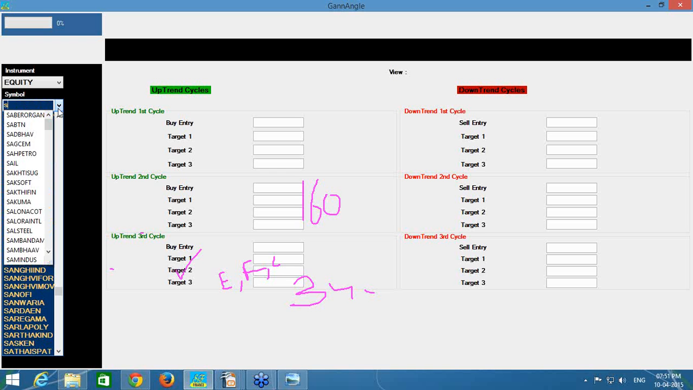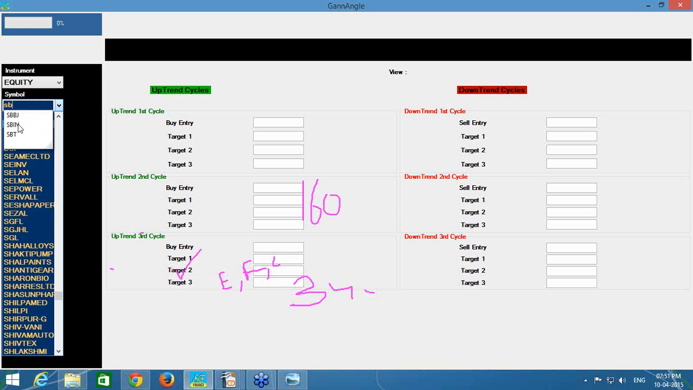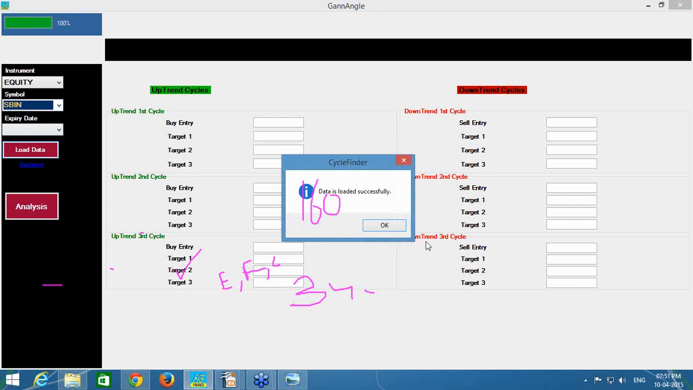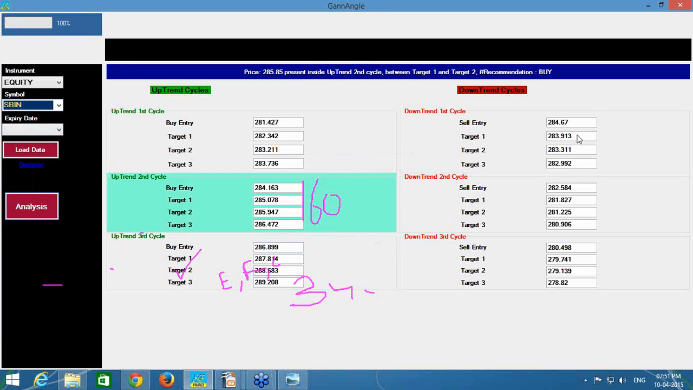Suppose I am going to trade SBI, I'll just type SB. So SBI will come here, equity, I'll load the data. So data is loaded. Then I'll just press one button, analyze. Today the market has ended, so based on the reference price, which cycle it has ended in, it suggests for tomorrow. It is recommending you to buy at 284.16.